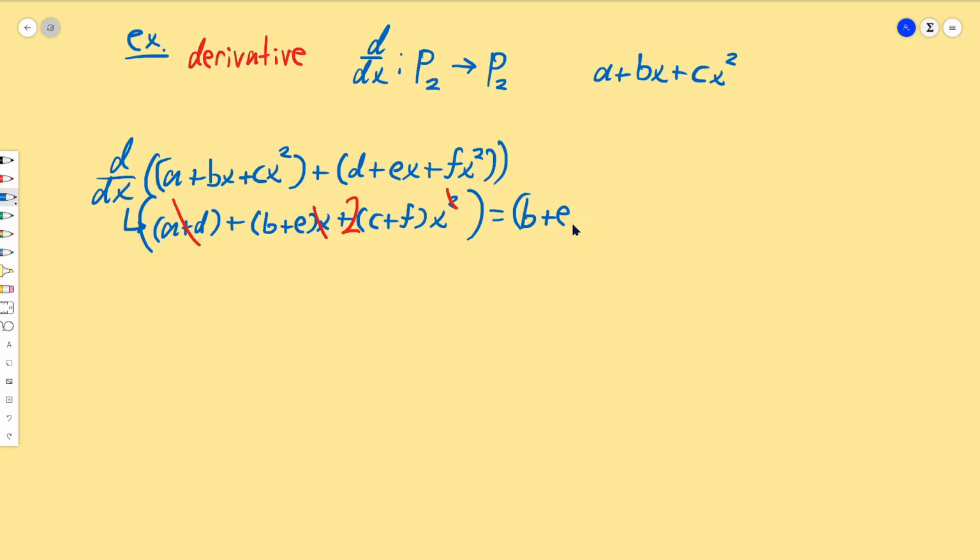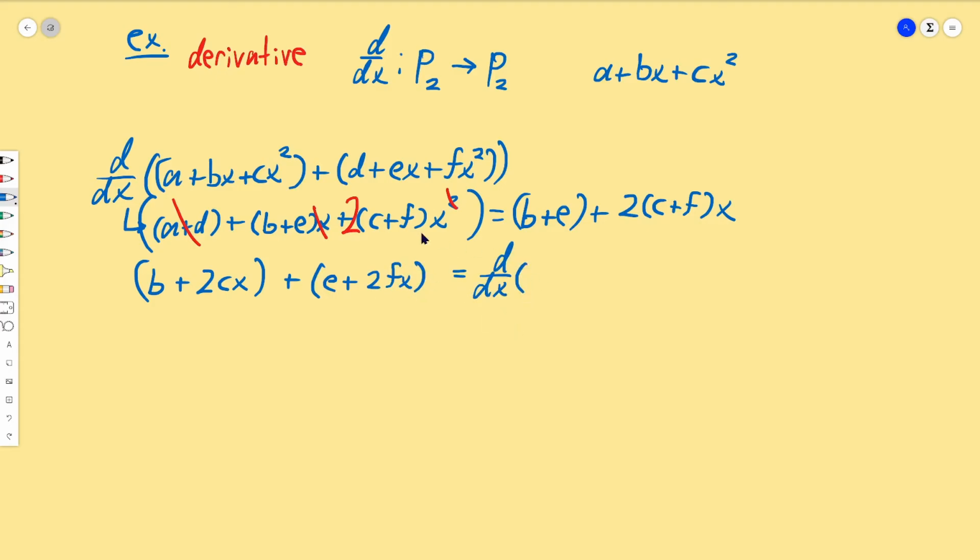b plus e, now that's the constant term, plus 2 times c plus f times x, that's the linear term, and that's it. So you can see this is technically included within P2, but it's actually, at most, a linear polynomial, so this is really also in P1. Well, I can separate this out into b plus 2cx plus e plus 2fx. That's exactly the derivative of my first polynomial plus the derivative of my second polynomial. Of course, the verification for the preservation of scalar multiplication goes similarly, but I won't show it.